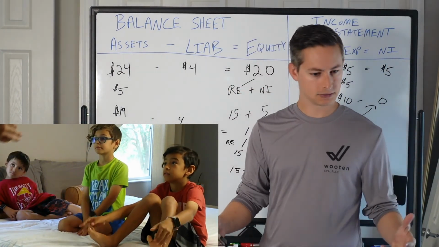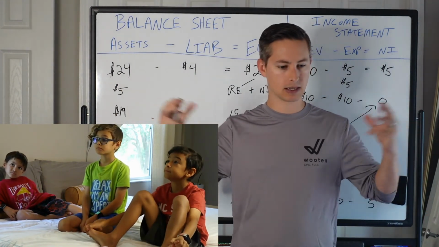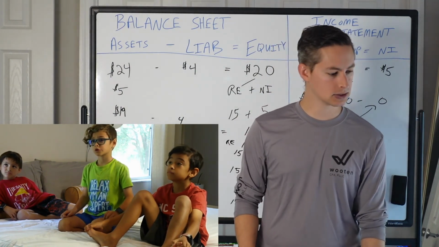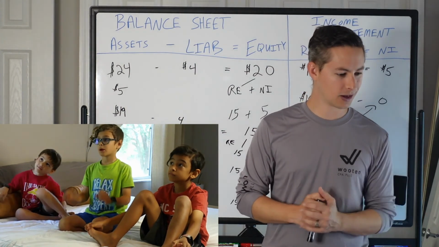I think you guys understand it better than you did before. Balance sheet, income statement, they interact together. Double entry accounting means balanced transactions. Put something here, got to put it somewhere else.